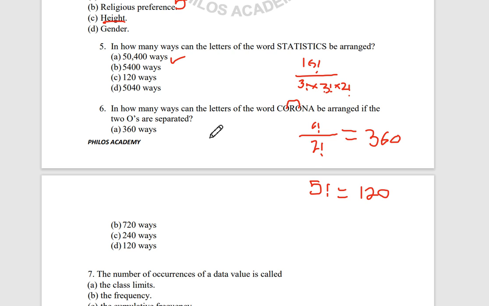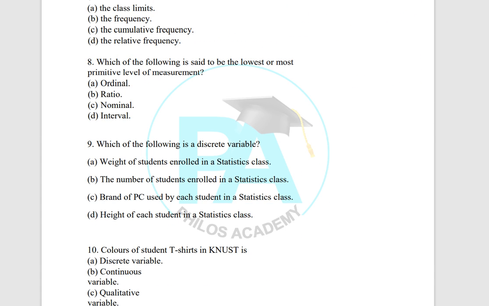So to solve the question of how many ways it can be arranged if they are separated, what you do is take the 360 minus the 120. So 360 minus 120 gives you 240 ways. So the correct answer for question 6 is C. So let's proceed.